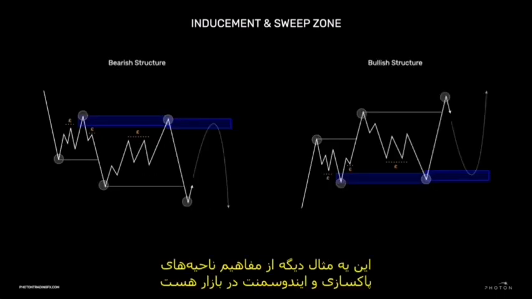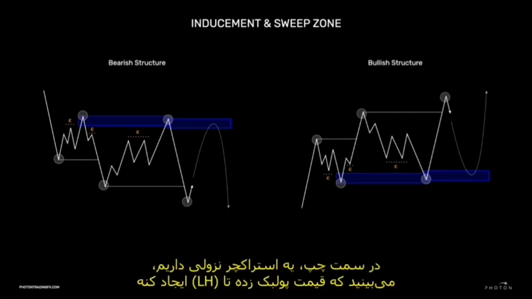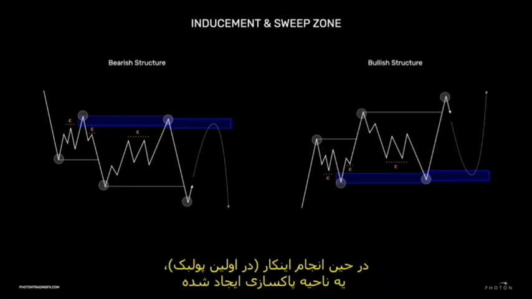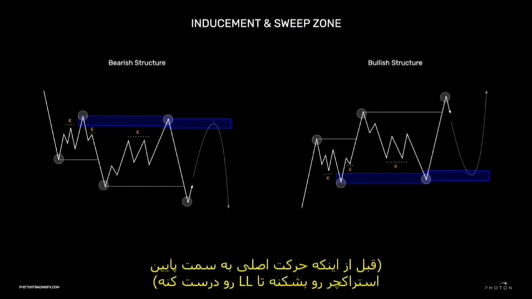So here is another common example of sweep zones and inducement concepts when we combine them in the market, and in this case when price is trending. On the left hand side, where we have this bearish structure, you'll see how price pulls back to form a lower high, but in doing so, on that first pullback, a sweep zone is created because the internal structural high is swept before the real move starts to break structure to the downside to form that lower low.